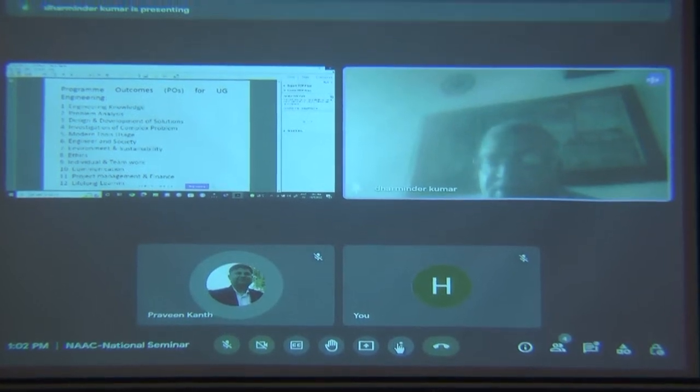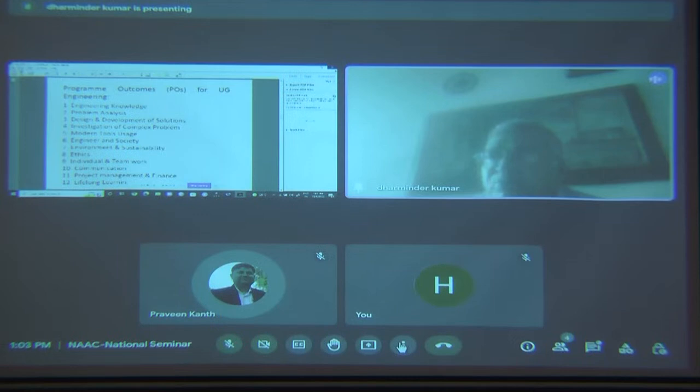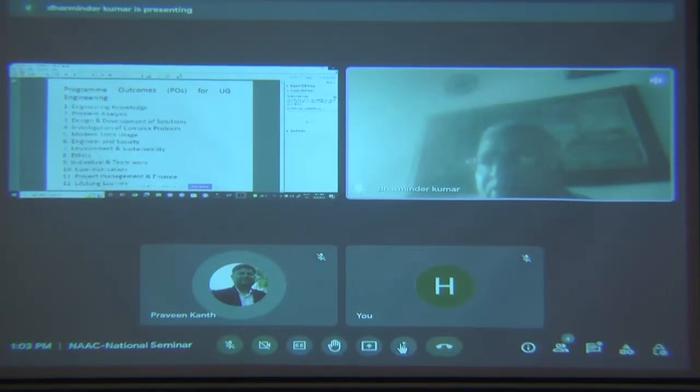Dear friends, you please first understand. These are the 12 which are mutually agreeable by signatories of the Washington Accord. There are more than 20 countries who signed or are members of the Washington Accord, to make degrees at par with each other mutually. So that a graduate of India will be considered at par with a graduate of the USA. So basically these are the 12 abilities which help to decide whether your program is at par with their program. That is basically the meaning.